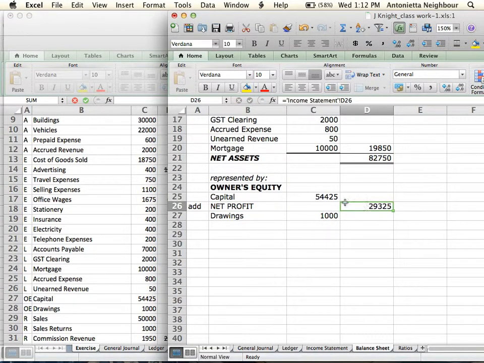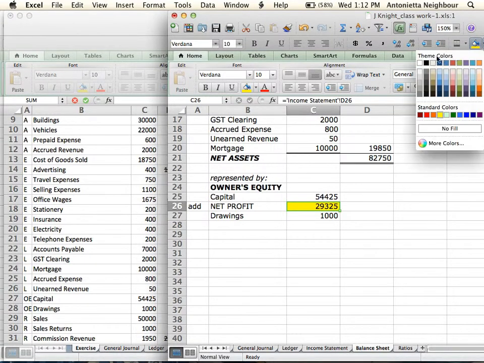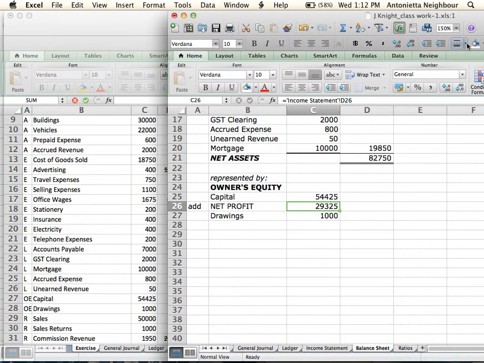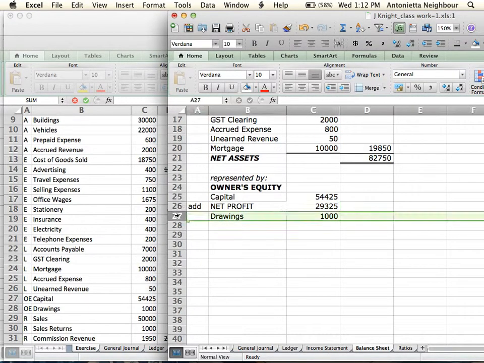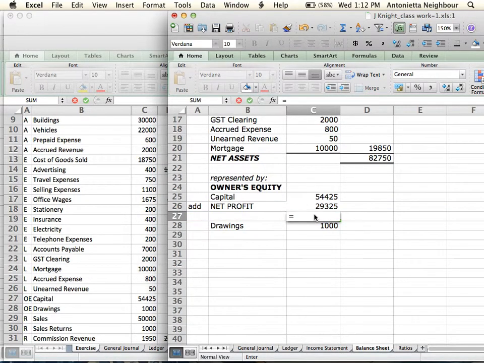So I'm just going to delete that. Underline my net profit. I want to drop my drawings down another row so I can add these two together.